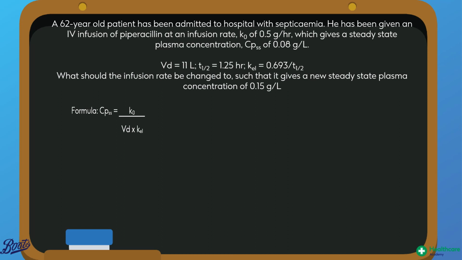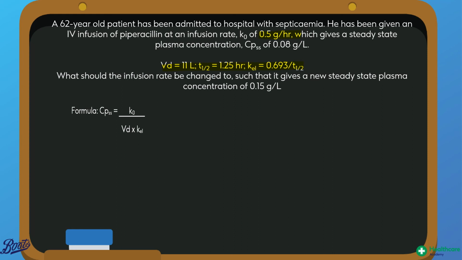We have been provided with some values of the volume of distribution, half-life, and the elimination rate constant. We have also been provided with the formula. What should the infusion rate be changed to such that it gives a new steady-state plasma concentration of 0.15 grams per litre? We're going to highlight the infusion rate of 0.5 grams per hour from the question. The values that we've been provided at the bottom, so our volume of distribution, half-life, and elimination rate constant, are all going to be used in this question.